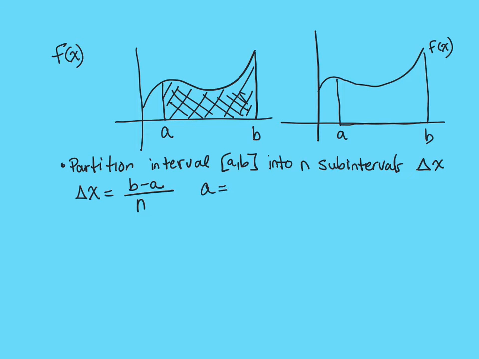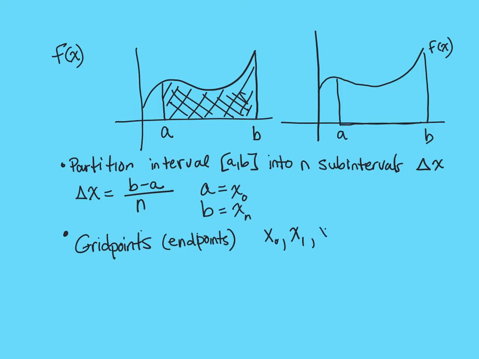Here, a is going to be our x sub 0, and b is going to be our x sub n. The next thing we're going to do is find our grid points. Our grid points are each of the end points of the intervals. So we're going to have x sub 0, x sub 1, x sub 2, all the way up to x sub n.